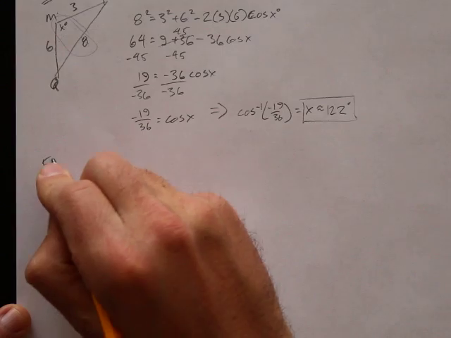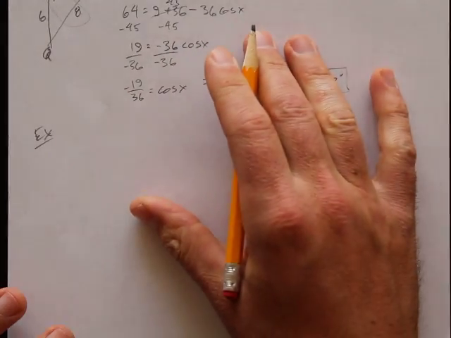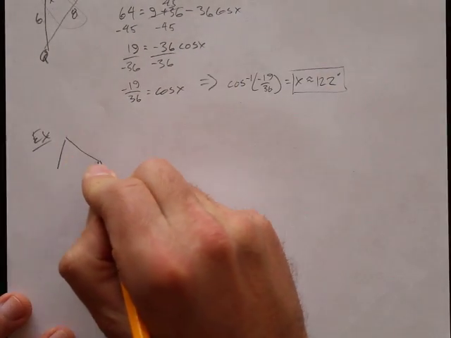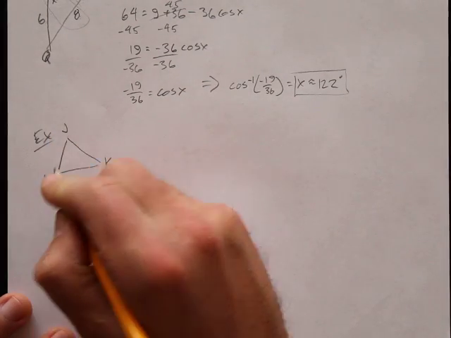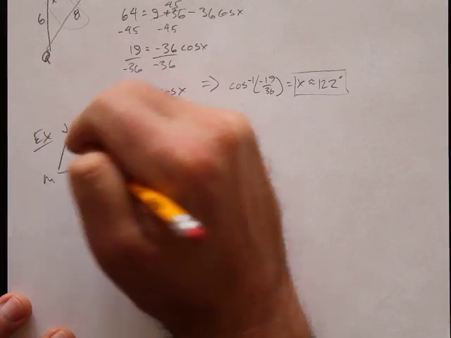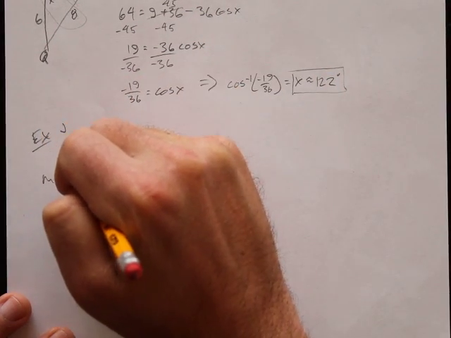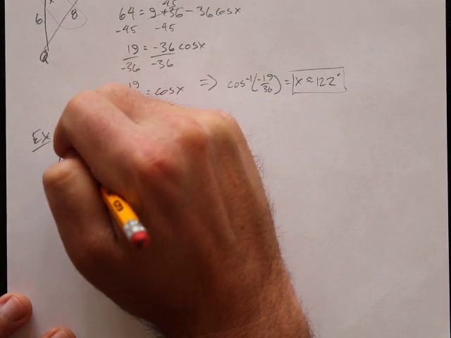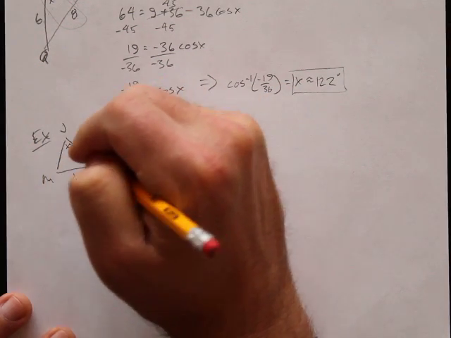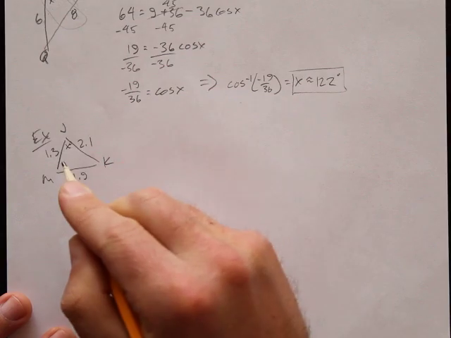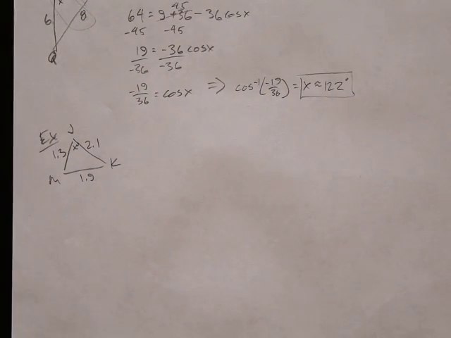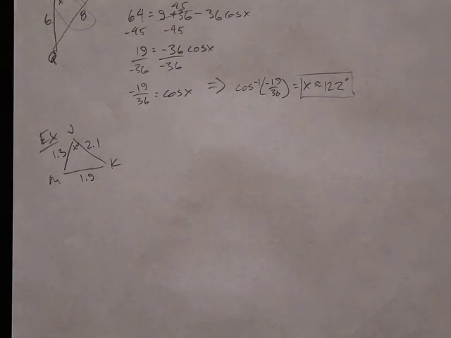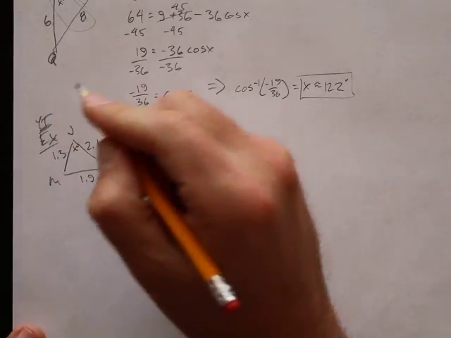And last example, here we're going to go. I've got JKM. Angle J, I don't know. Across from J, I got 1.9. JK is 2.1, and JM is 1.3. I want to know what x is. Okay, so what I'd like you to do is try this out on your own, and then we're going to look at it together. So this would be a you try. Okay, go.